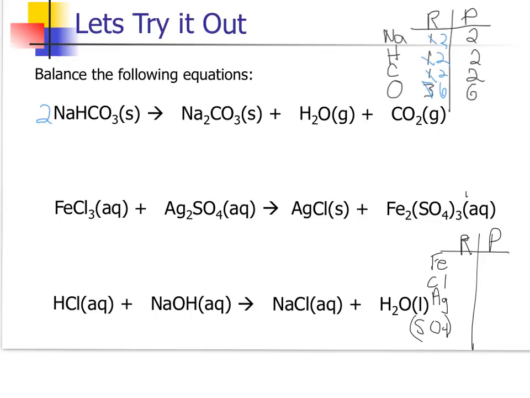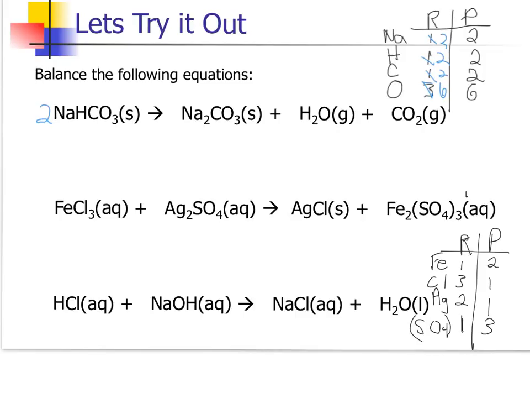When I look at my reaction, I can see that it's not balanced. I have 1 iron on the reactant side, 2 on the product. Chlorine, I have 3 and 1. Silver, I have 2 and 1. And then sulfate, and be careful with sulfate because a lot of people want to say that you have 4, but you only have 1. And then on the product side, we have 3. So that's why we put that in parentheses so that we can identify how many we actually have.